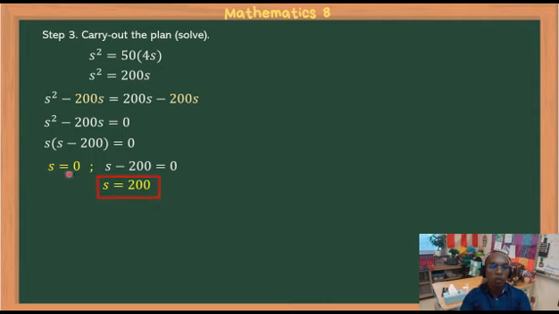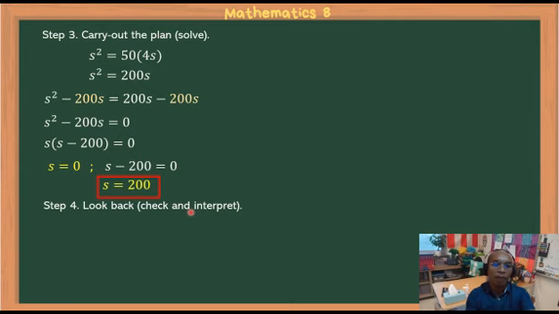Now, which of the two will be the value of S? So again, let's go back. What is being represented by S? S represents the side of the square. Since there's no side of the square that has no value, because S equal to 0 means there is no distance, that is why we will take positive 200 as the value of S, or the side of the square.